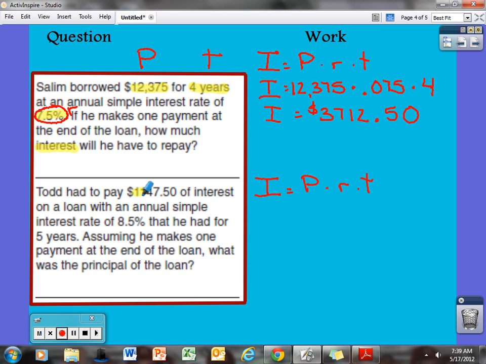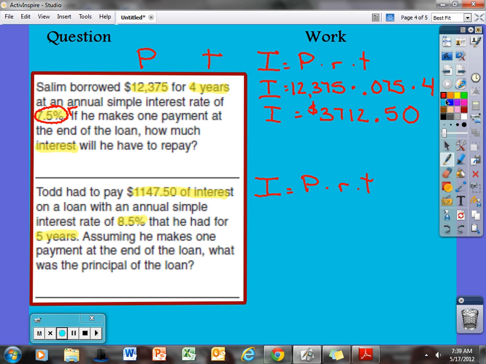Todd had to pay $1,147.50 of interest on a loan with an annual simple interest rate of 8.5% that he had for 5 years. Assuming he makes one payment at the end of the loan, what was the principal of the loan? Okay, so let's figure out what is what here. This says interest, so that means this is the I, not the P. So I can substitute that in for the I. So we have $1,147.50.